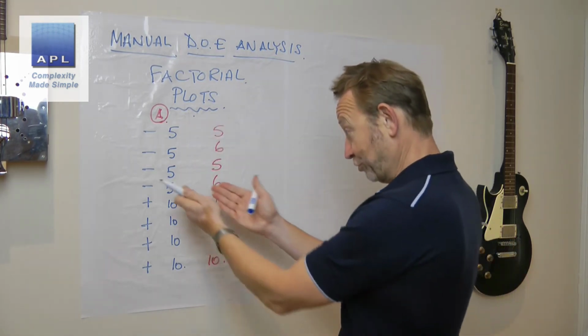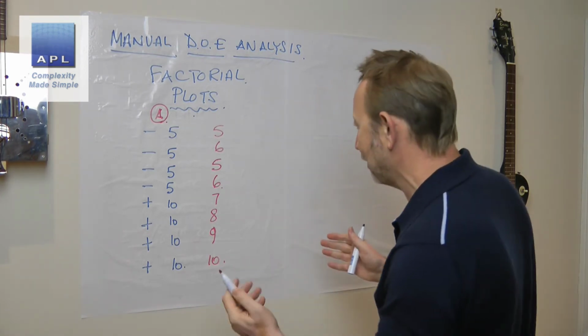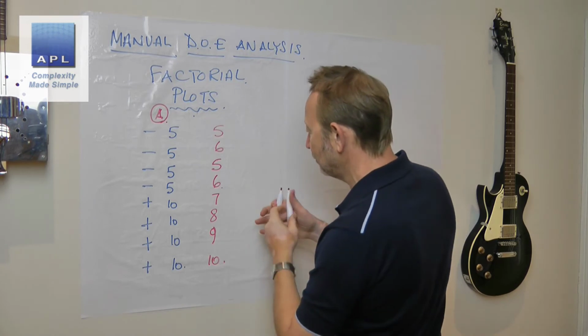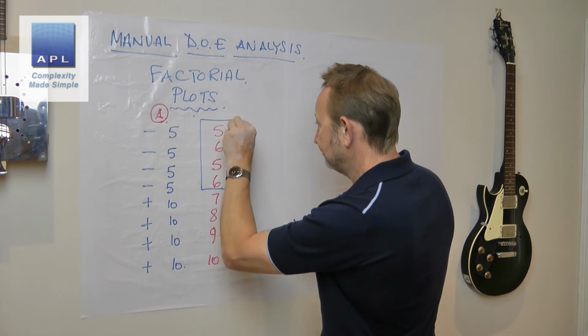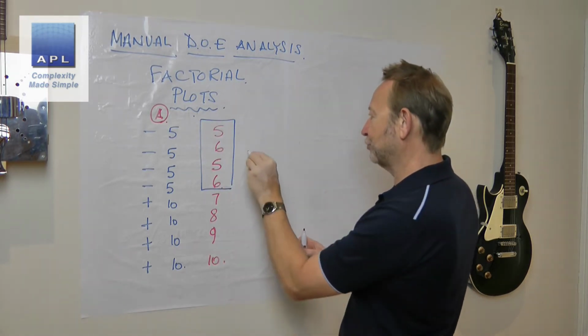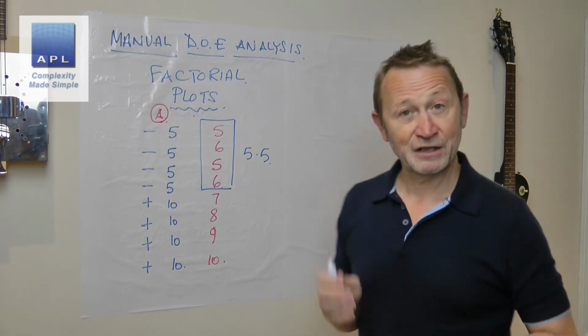Now the easiest one to show you, of course, is the first column because it's just split 50-50. We do a very simple thing. We just say, look, the top 4 rows were all set low. Work out the average. In this case, the average of those 4 is 5.5.